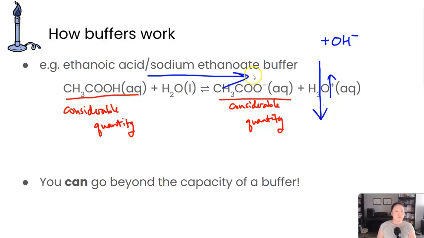Now, one key thing to remember is that buffers won't work forever, and they are not infinite, so to say. If you put in so much acid or so much base that you completely use up either one of these conjugate acid-base pairs, then it's not going to be able to buffer. If this needs to shift to the right because of Le Chatelier's, but there's none of this stuff, then it's not going to be able to shift to the right. And that's it. No more buffer.